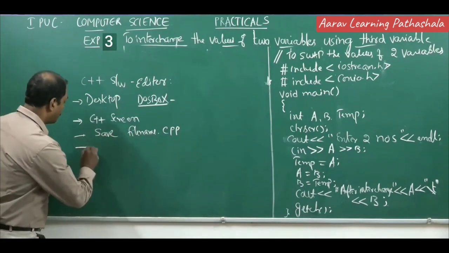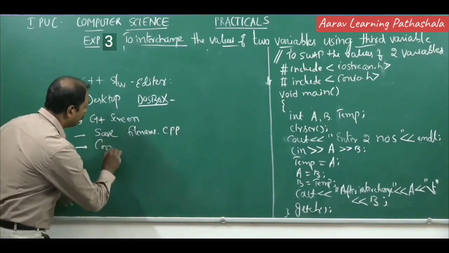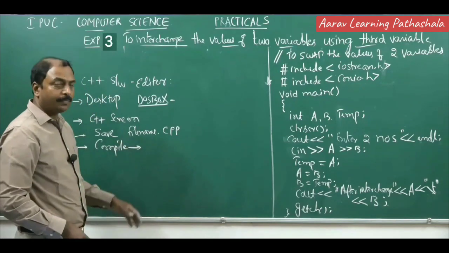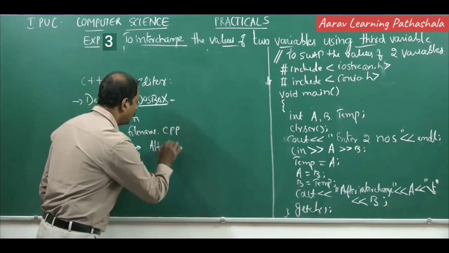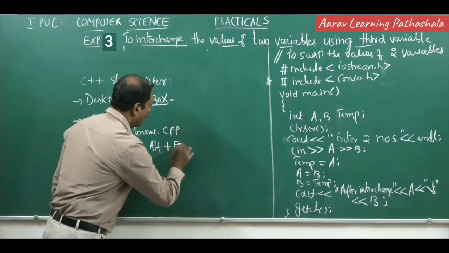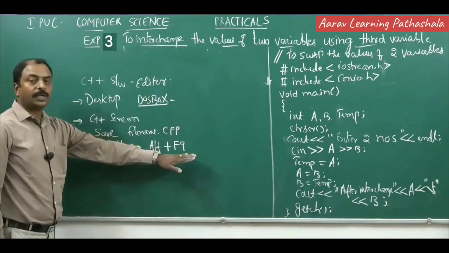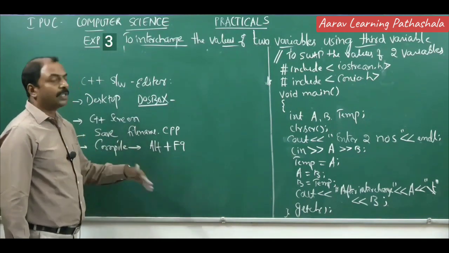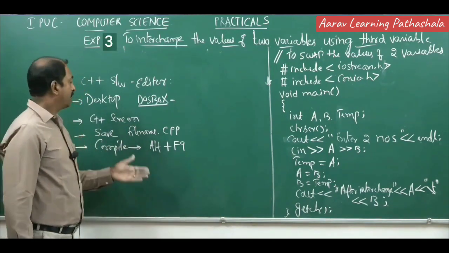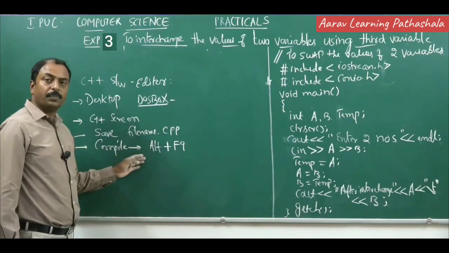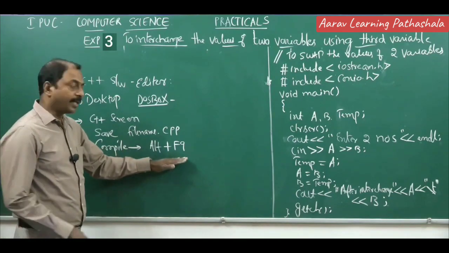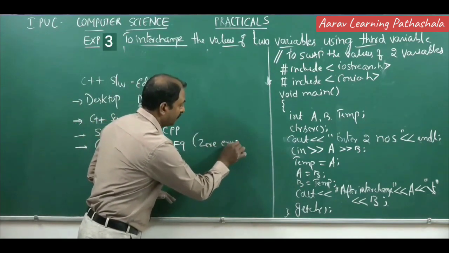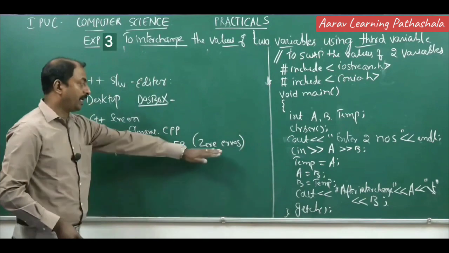Next, after saving, you have to compile the program. We have to compile the program by using Alt plus F9. Once you compile the program, it displays errors if at all in your program. Then you have to correct those mistakes. Again, compile the program, and you have to keep on compiling the program as long as you are not getting 0 errors in your program.